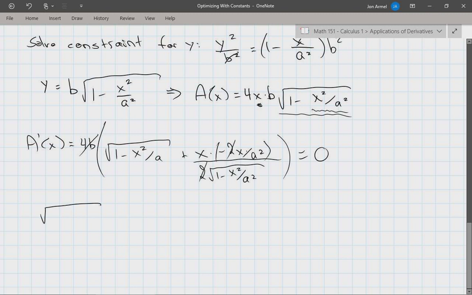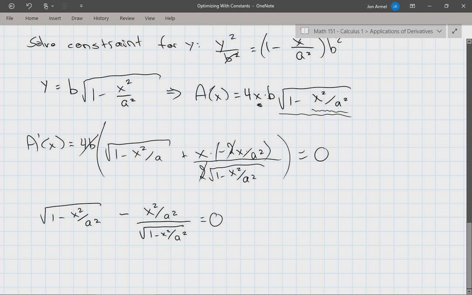So let's just write out what that gives us, and maybe combine my x and negative x into an x squared. So I have square root 1 minus x squared over a squared minus, so I'm taking that minus sign out and making it subtraction. Then I have x squared over a squared in the numerator divided by square root 1 minus x squared over a squared. That equals 0. Okay, well, it still looks pretty messy, but not as bad as it was.